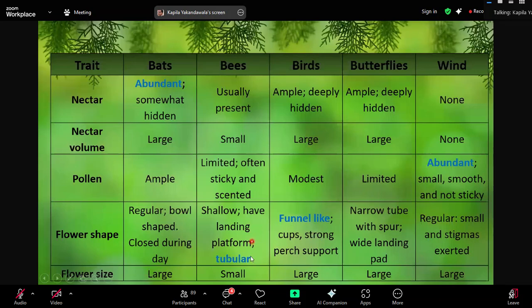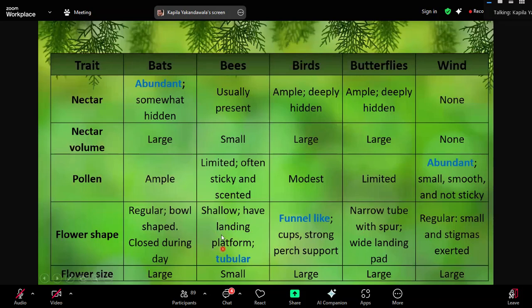Then bee-pollinated flowers are usually tubular in shape, just like bird-pollinated flowers. They both share similar shapes. If the animal is small like a bee, it can move in without much difficulty. Butterfly-pollinated flowers: certain butterflies have a long proboscis, so they can land and put it in deep. So depending on the butterfly species, flower shape can vary.